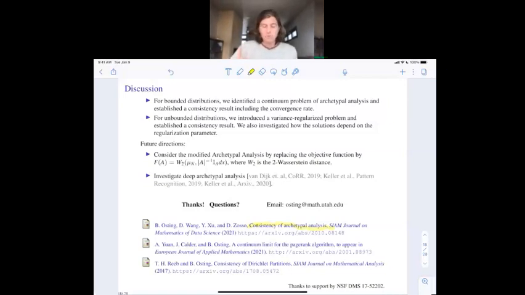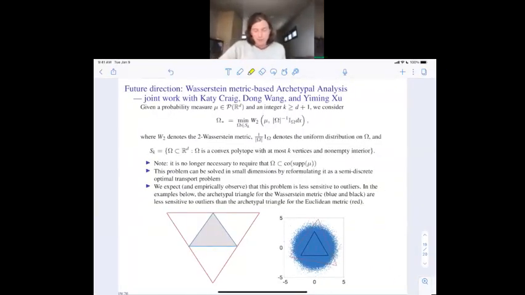So let me say a little more about this Wasserstein problem. This is work we're currently doing, so these are very preliminary results. It's work with Katie Craig at UCSB, and also Dong and Yiming, who I already mentioned. Here, we're given a probability measure mu, which could be an empirical measure for a collection of data, or generally some other probability measure.